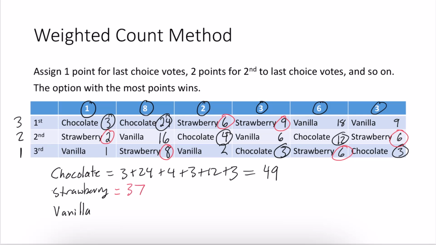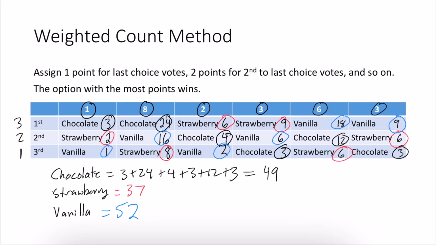And for vanilla, I get 1 plus 16 plus 2 plus 6 plus 18 plus 9. And that gives me 52. So the weighted count for vanilla is 52. So the winner in this case would be vanilla because vanilla got the highest weighted count. And that's how you use the weighted count method to determine the winner of a preference vote.